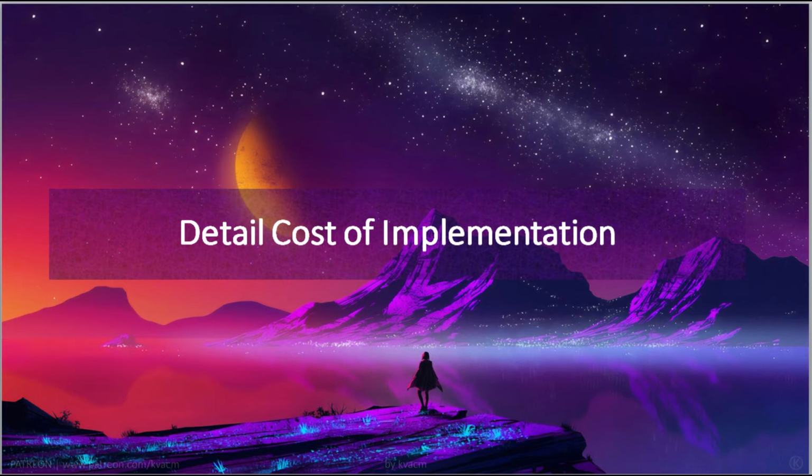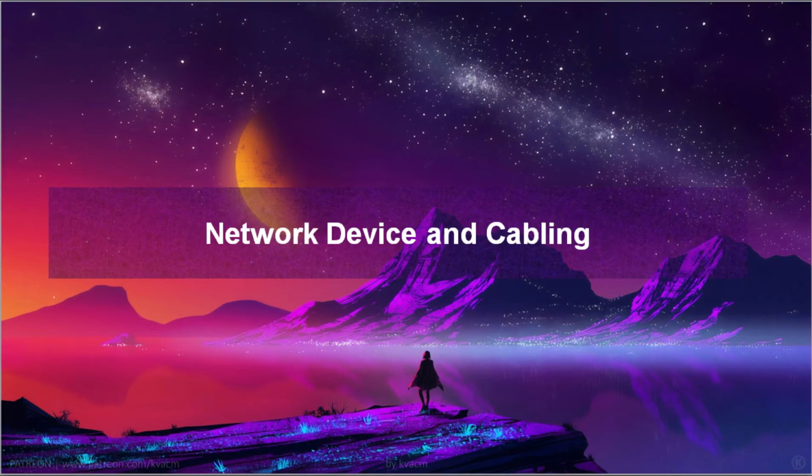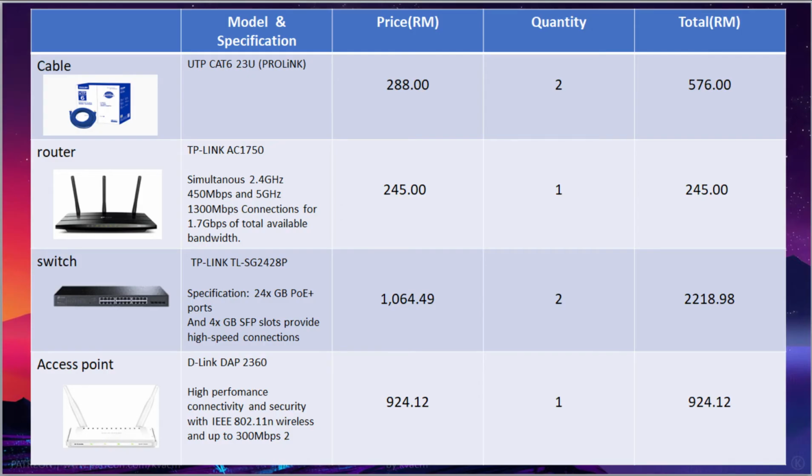Next, we will go to detailed costs of implementation. First, we will go to network device and cabling costing. There are 4 devices of network device and cabling that we need in this project. First is cable, which is UTP SCAT623U ProLink cable, which the price is 288 ringgit. We need 2 units, which is amount 576 ringgit.